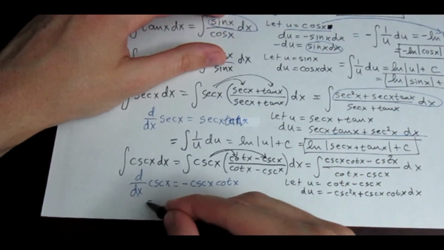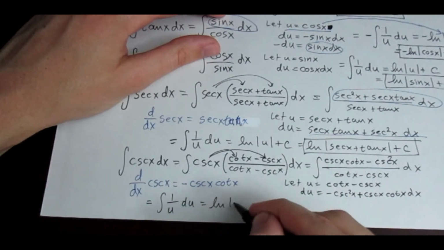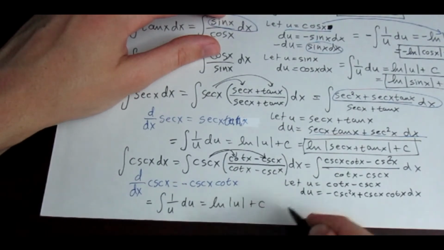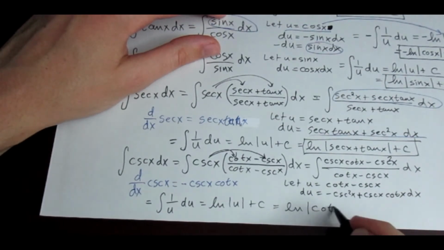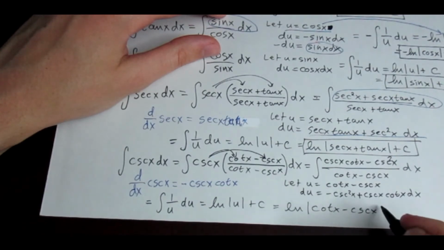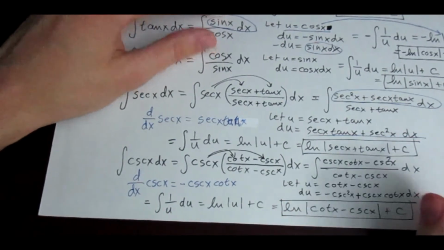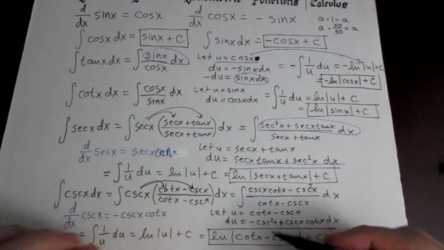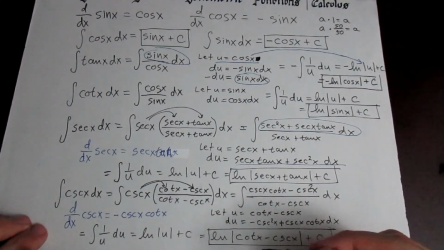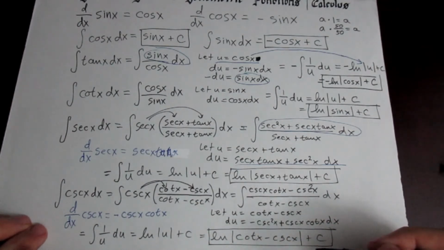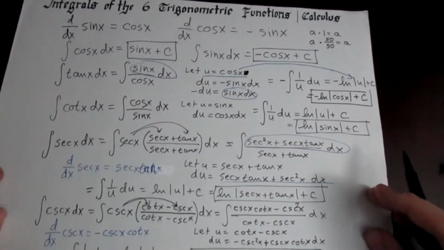Therefore, we have this equals 1 over u du, which equals the natural log of u plus c, equals the natural log of the absolute value of cotangent x minus cosecant x plus c. And that is one valid answer. Some people use algebra to make this into a plus and that into a minus, so negative natural log of the absolute value of the quantity cotangent plus cosecant x plus c. That's a valid answer too. And this is how you do it.